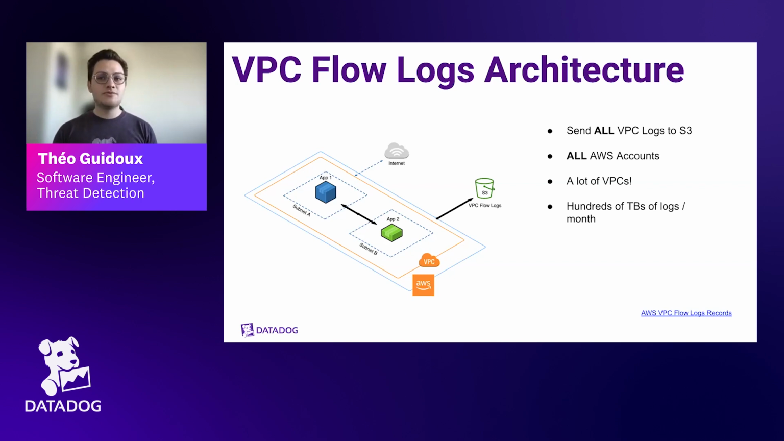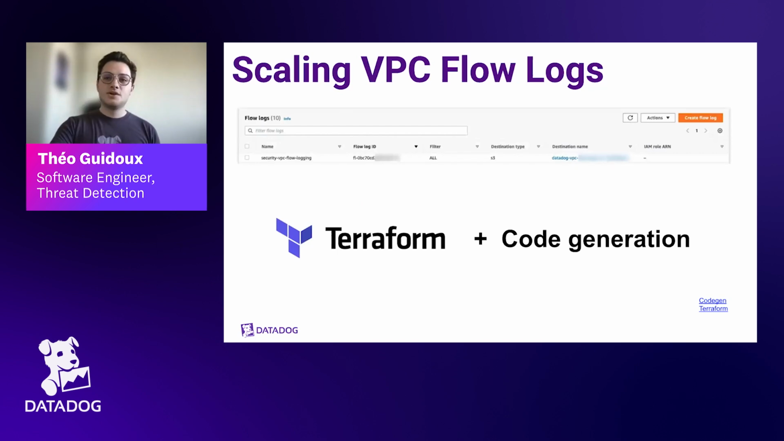So how can we make sure we don't miss any VPC? On this screenshot, you can see the AWS console, showing the flow log I was speaking about, which can forward logs from a VPC to an S3 bucket. The objective is pretty straightforward. For each of our VPCs, we want to send data to S3. Simple as that. So we have a lot of VPCs and we can't manually set this up. To do that, we will automate this process using Terraform and code generation with templates.